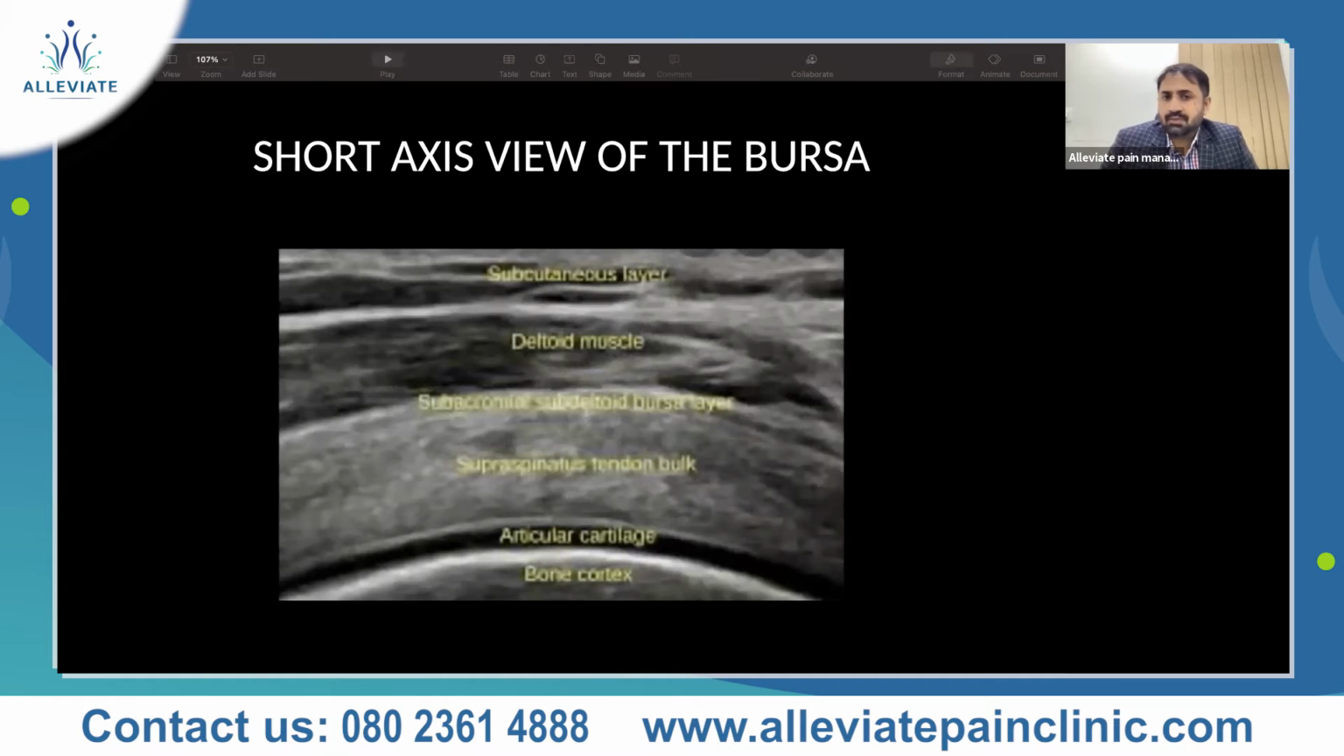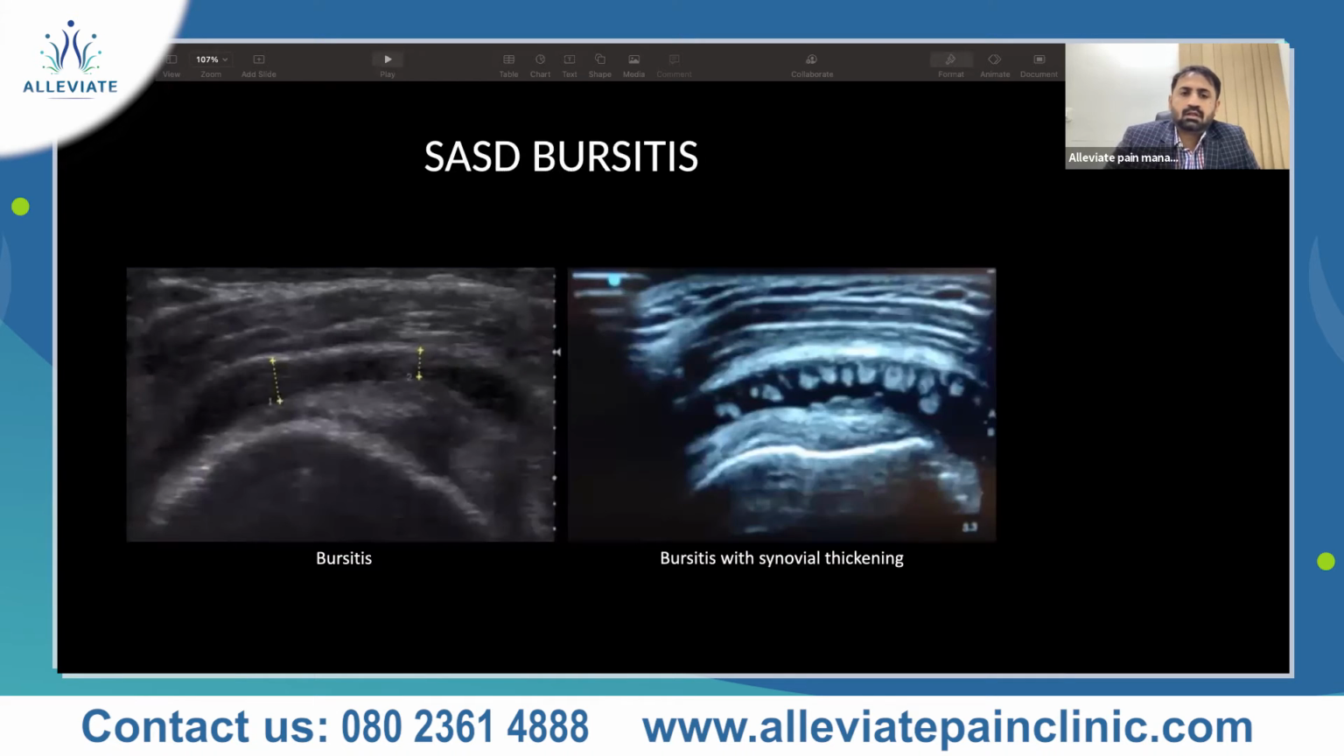So in a short axis view, this is how a bursa usually is seen: the subcutaneous layer is there, deltoid, this is the bursa, supraspinatus, articular cartilage, and bone. So when there is bursitis, there is accumulation of fluid. This is how it will be. It will be thickened as well. And this was a case of synovial thickening.